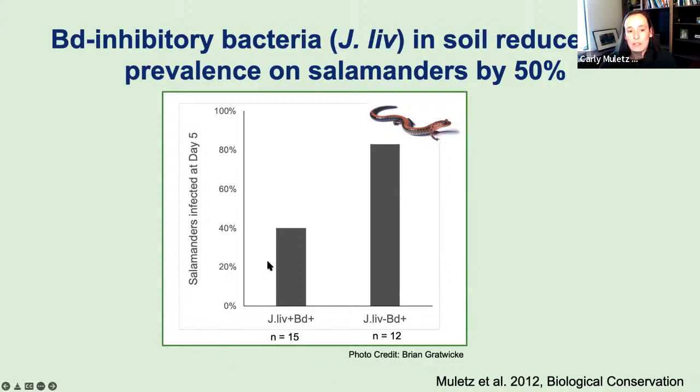So this is the percentage of salamanders infected 5 days post-exposure, and 80% were infected that did not have Jliv in their soil. But if they did have Jliv in their soil, only 40% were infected. So it was a really encouraging story that we could transmit these probiotic bacteria to salamanders and reduce Bd infection.